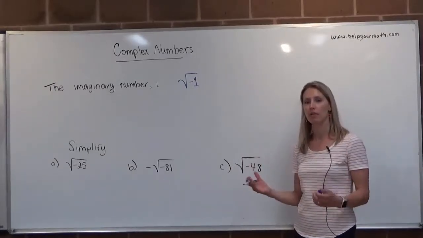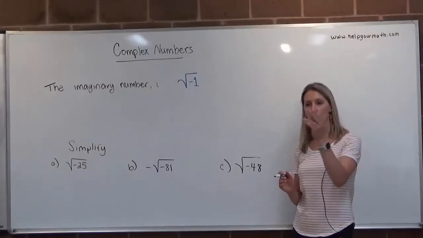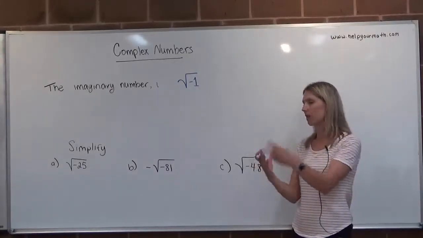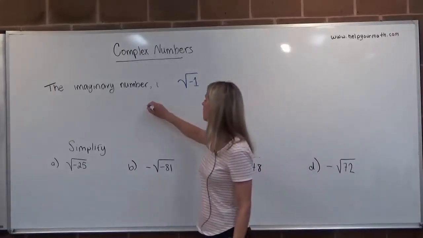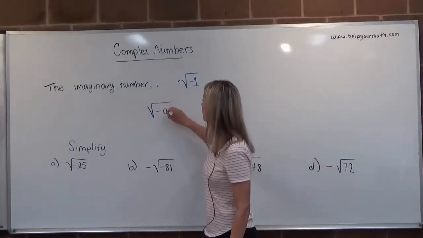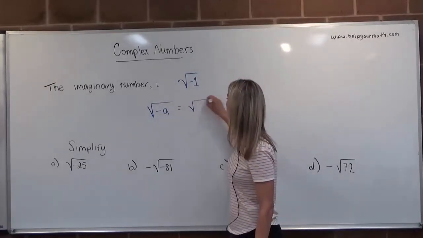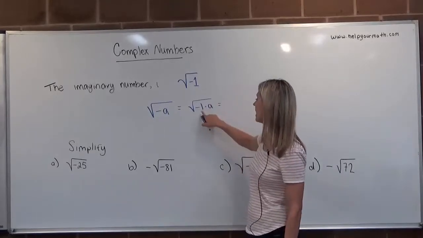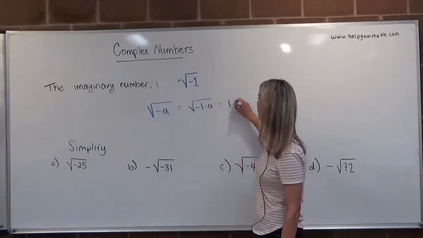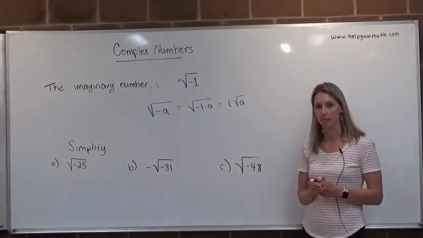So anytime we're given a radical and we see a negative under the radical, we can consider that to be a -1, and we can pull an i out of the radical. So if we have something like the square root of -a, we can consider this to be the square root of -1 times a, and then we can take the square root of -1 as i, and then the square root of a would stay the square root of a, or if we can simplify it, we would simplify it.